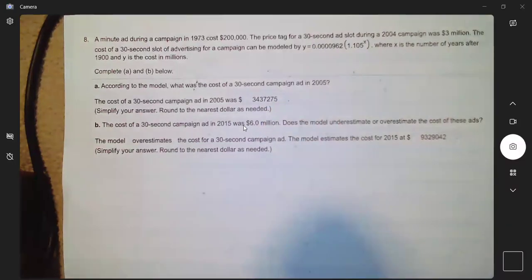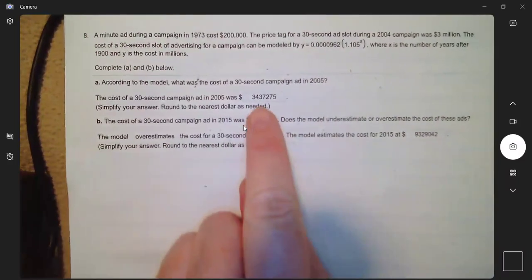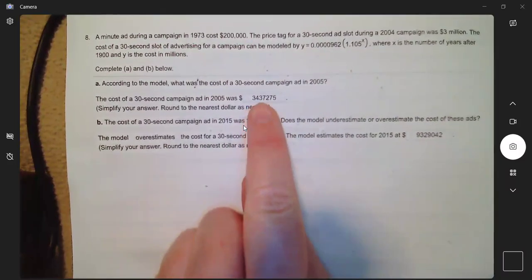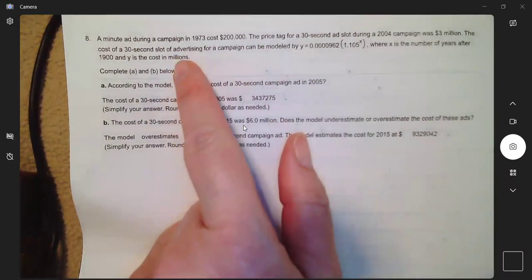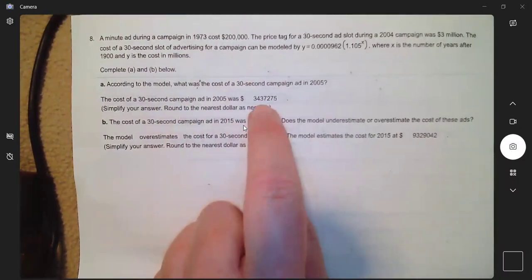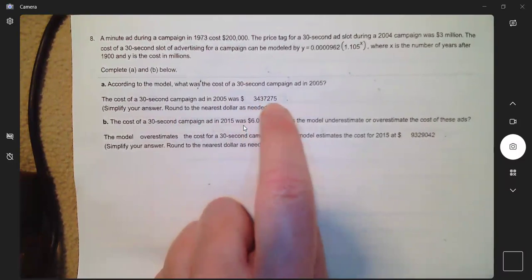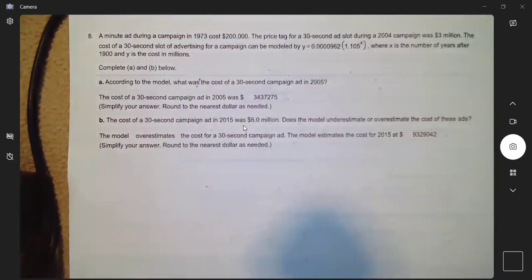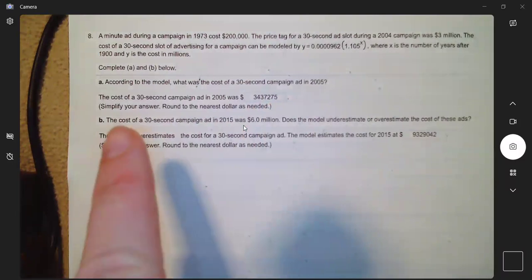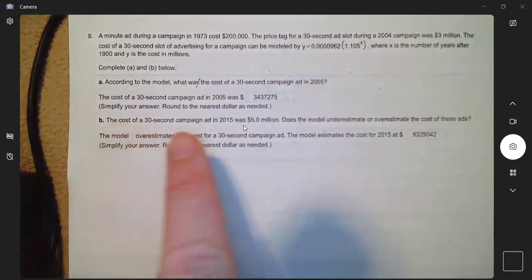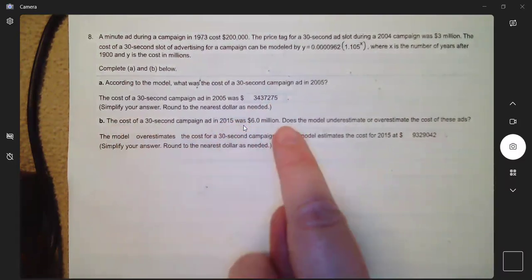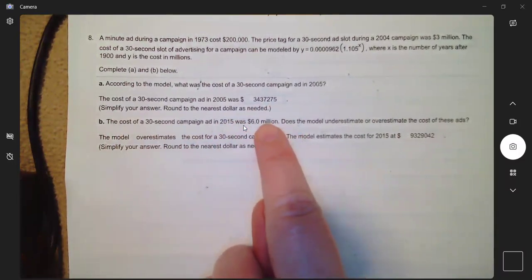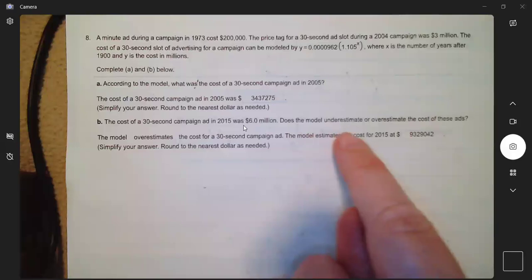So what comes out of the function is 3.437275, but we have to convert it to dollars because it's measured in millions of dollars. So we have to take that decimal, times it by 1 million, and that's where we get that big number there. Then they ask us for different years. So they tell us the cost of a 30-second ad in 2015 was $6 million. Does the model overestimate or underestimate?